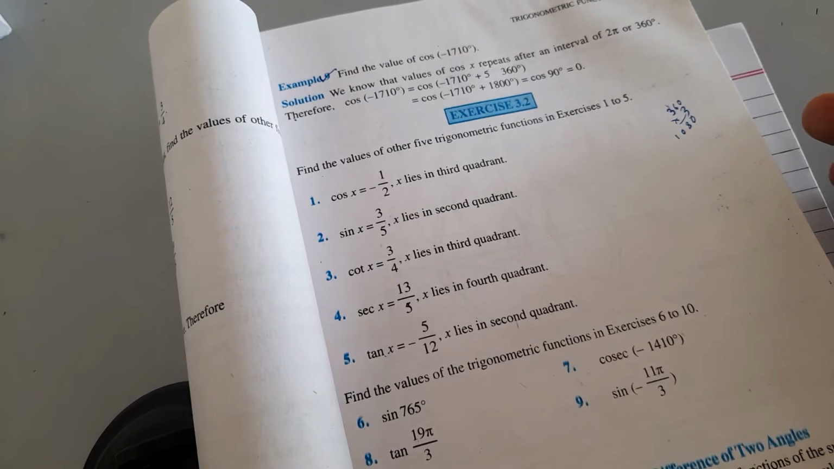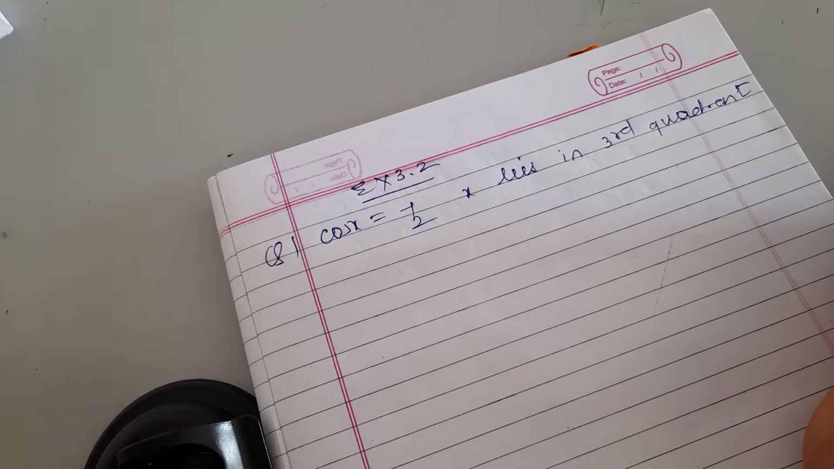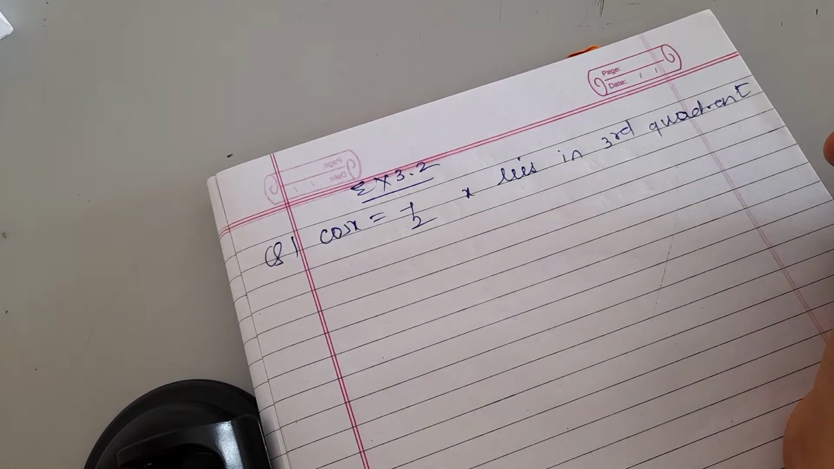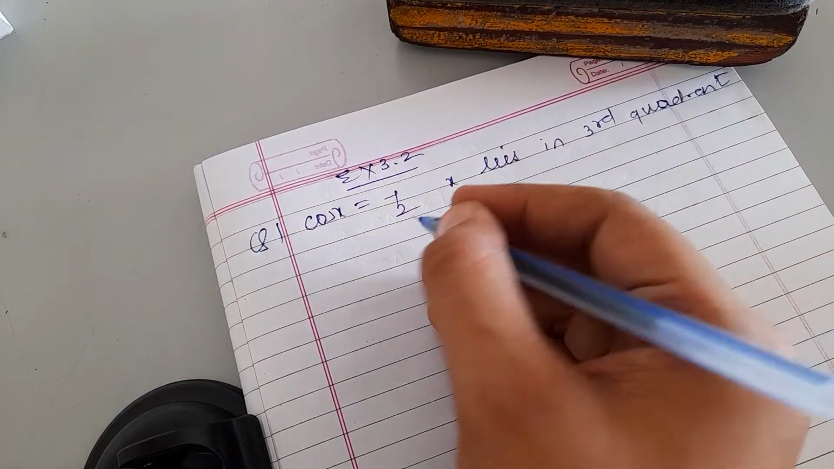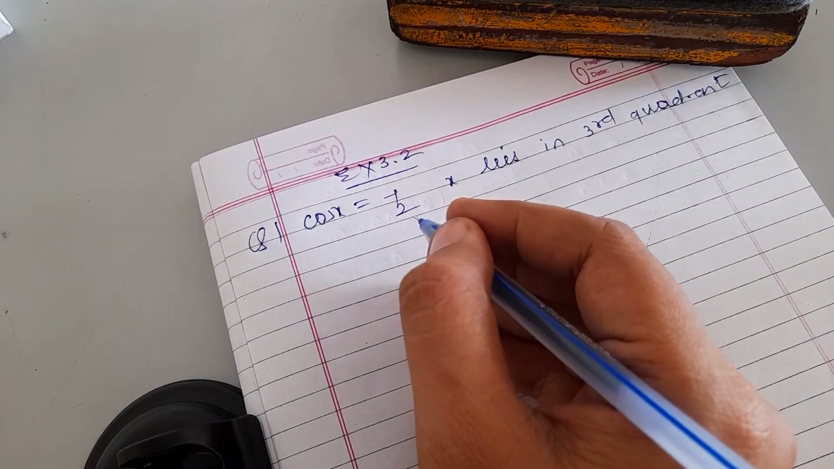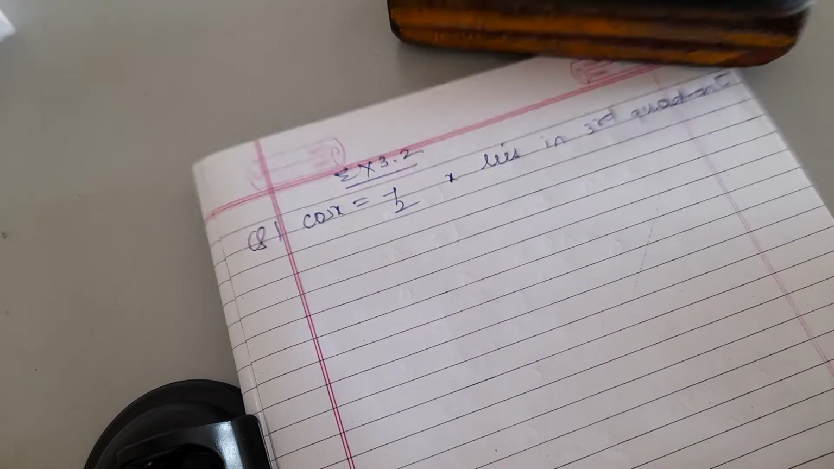In exercise 3.2, the first sum is cos x equal to minus 1 by 2 and x is lying in the third quadrant, right? And we have to find the other 5 trigonometric function values. So first we'll find the different trigonometric function values, that is sine, cosec, sec, tan and cot.